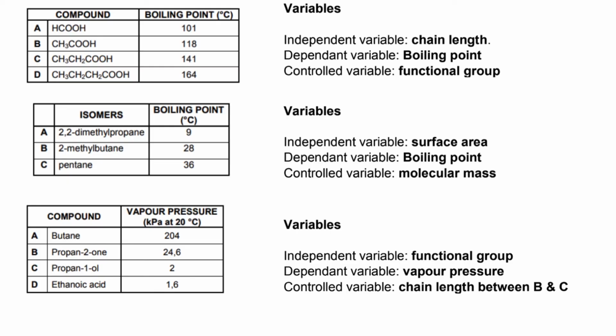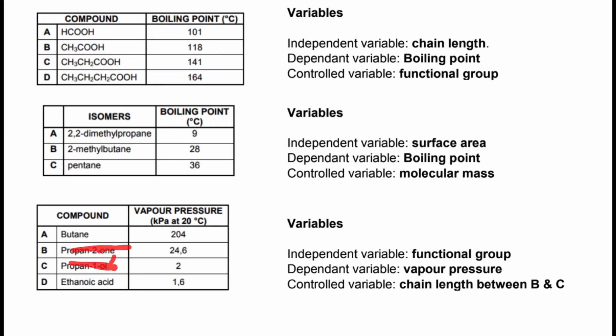And in this one, we have different homologous series, or different functional groups. So the independent variable will be the functional group, and the dependent variable will be the vapor pressure. And then the control variable is difficult in this one, but you have to focus on comparing two molecules. For example, these are the ones, it's B and C, right? When I'm looking at B and C, they have the same chain length, so you can compare these two in terms of the control variable. Remember, the control variable is what is the same. It's B and C, they have the same chain length.